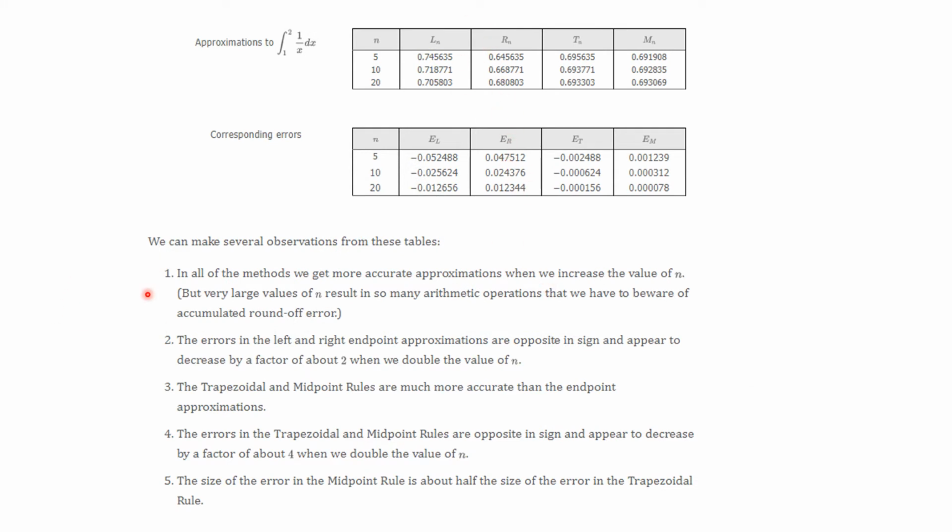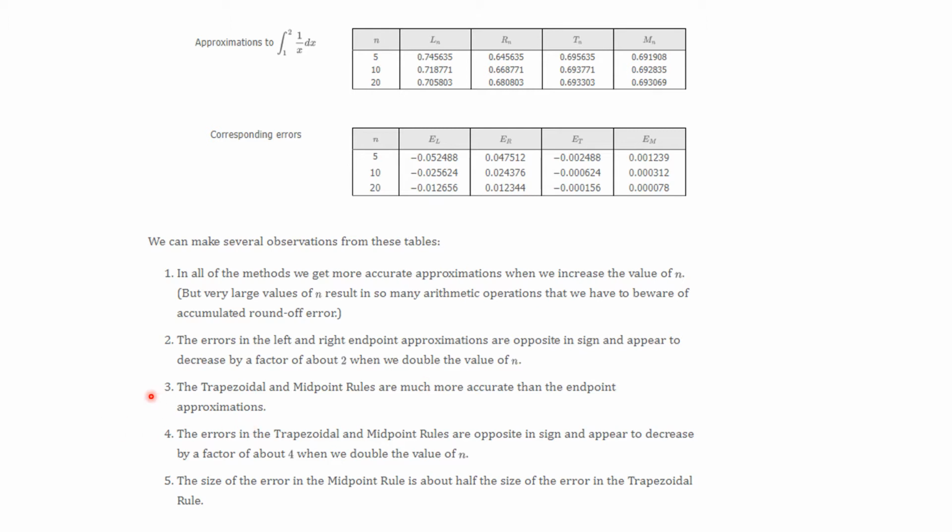Here are some observations that we can make from these tables. In all of the methods, we get more accurate approximations when we increase the value of n. But very large values of n result in so many arithmetic operations that you have to be aware of accumulated round-off error. But as n gets bigger, it gets closer and closer to the results. The errors in the left and right endpoint approximations tend to be of opposite sign, and they decrease by a factor of about 2 when we double n. So if you double n, you decrease the error by a factor of 2. So it gets better, and that's how quickly it gets better.